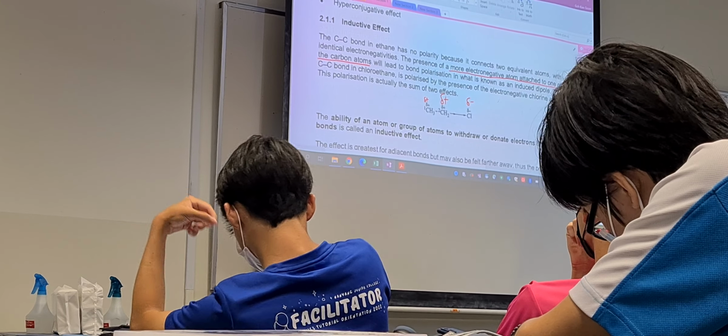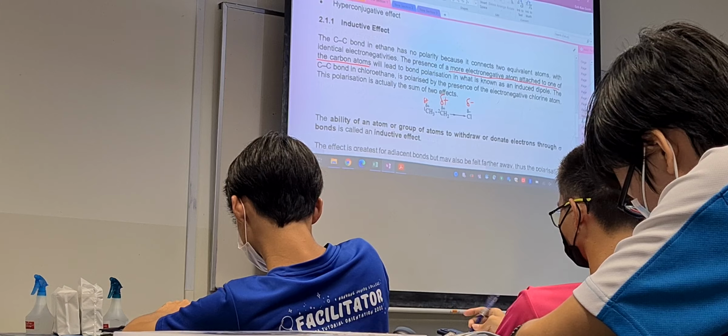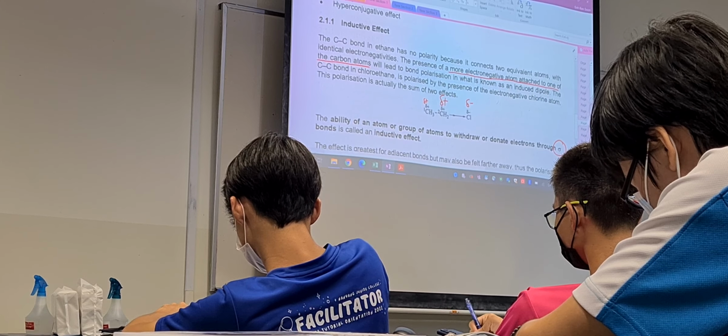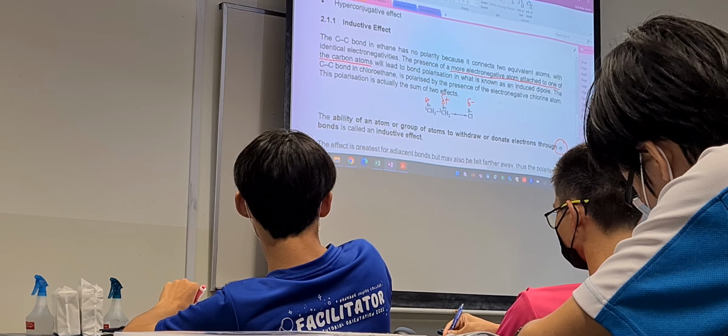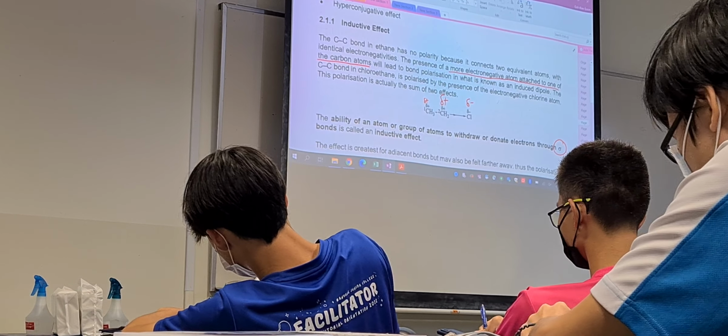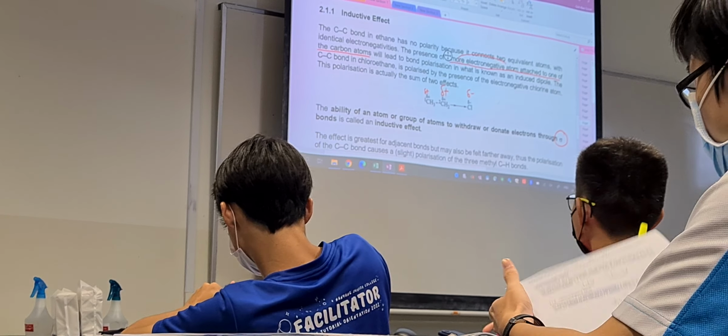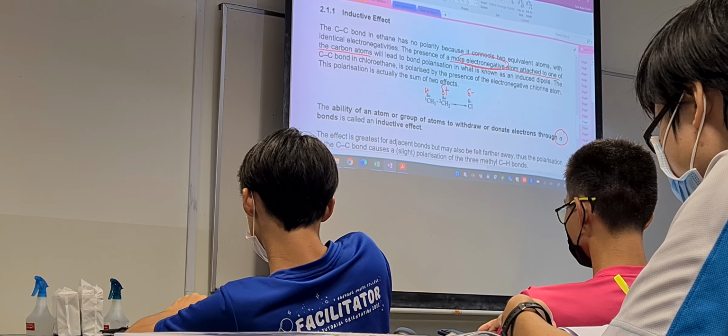So therefore, the ability of an atom or group of atoms to withdraw or donate electrons through a sigma bond is called the inductive effect. You must have a sigma bond. And it's mainly due to electronegativity issues. Right? That's the inductive effect.